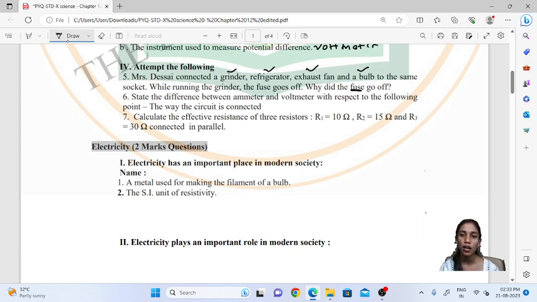The fuse breaks, the fuse wire melts and the circuit breaks. And in order to protect all these equipments, the fuse goes off. Okay, so this will be the answer for this question.